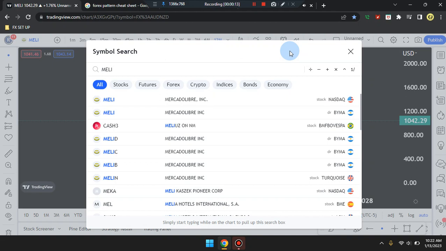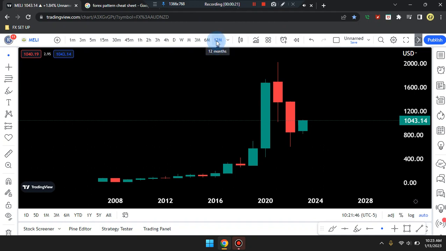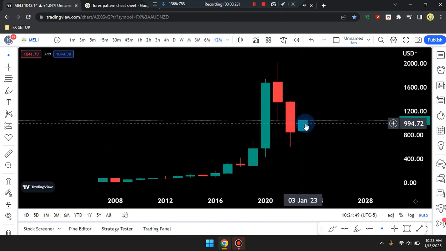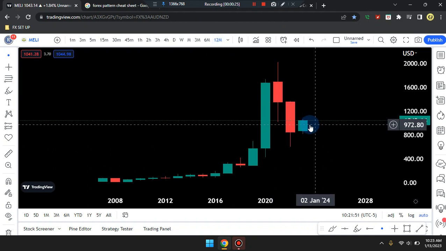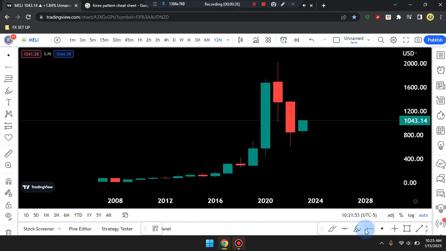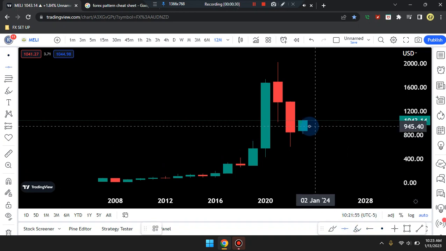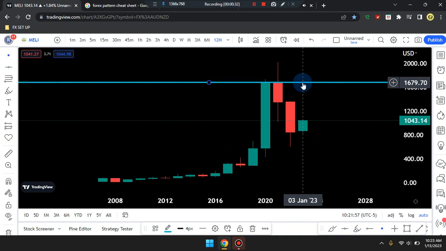Okay, everyone, this is Cam Jones, FX Daily Analysis, and we are marking up Meli. We are on the 12-month time frame. Price action, last candle to the right-hand side, is reading as a bullish green candle. We do have price action overall, higher highs.